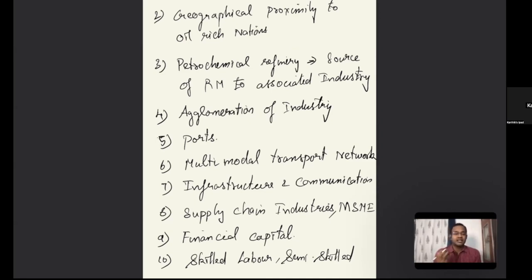Or the NH that connects from Ahmedabad to Valsad regions. So agglomeration of industries has been taking place with respect to the regions. Port and port-led industrial development complexes have been there. For example, Kandla will be there, Dwarka will be there, Oka will be there in Gujarat regions.